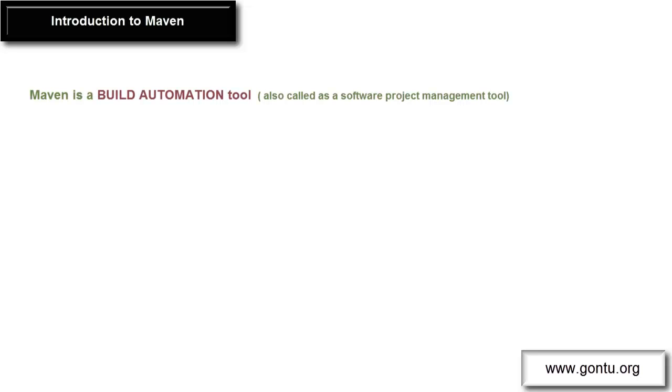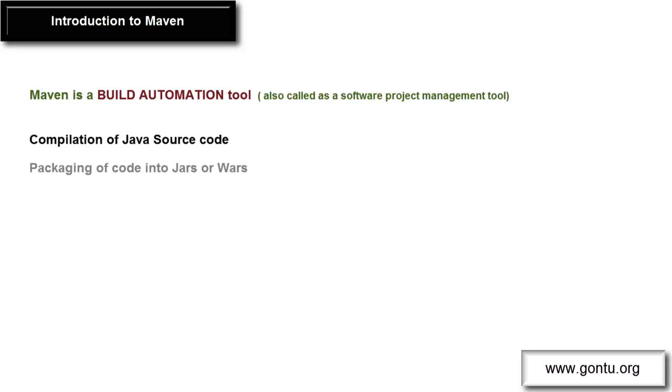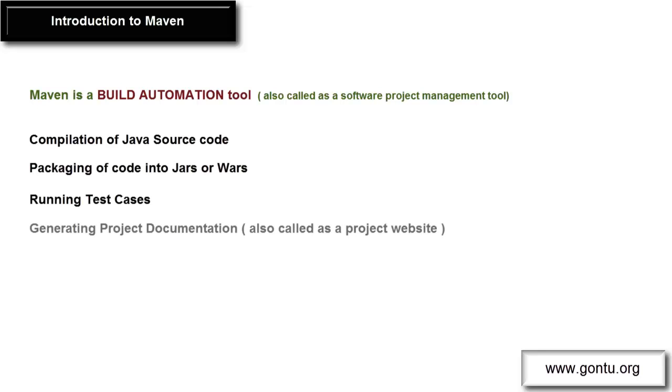So let's start. Maven is a build automation tool used by developers all over the world to automate some important tasks in a Java-based project, like compilation of Java source code, packaging of code into jars or wars, running test cases, generating project documentation, generating project reports, along with many other important features which I would cover later. In the subsequent tutorials, I would cover in detail how to use Maven along with all related concepts with hands-on sessions.